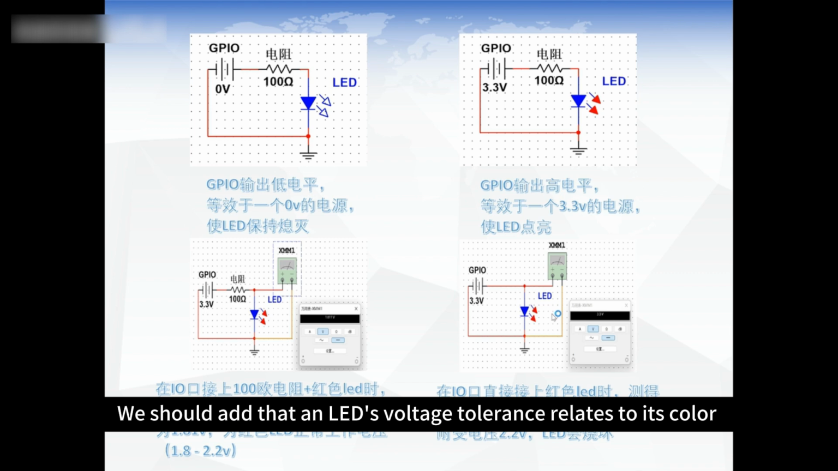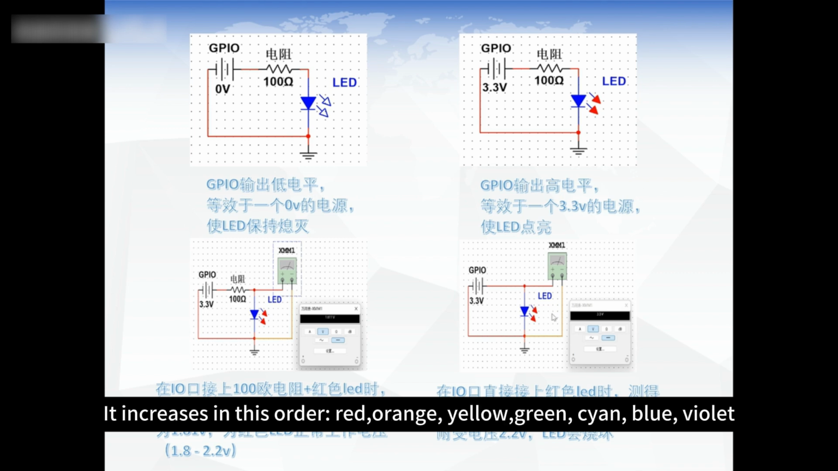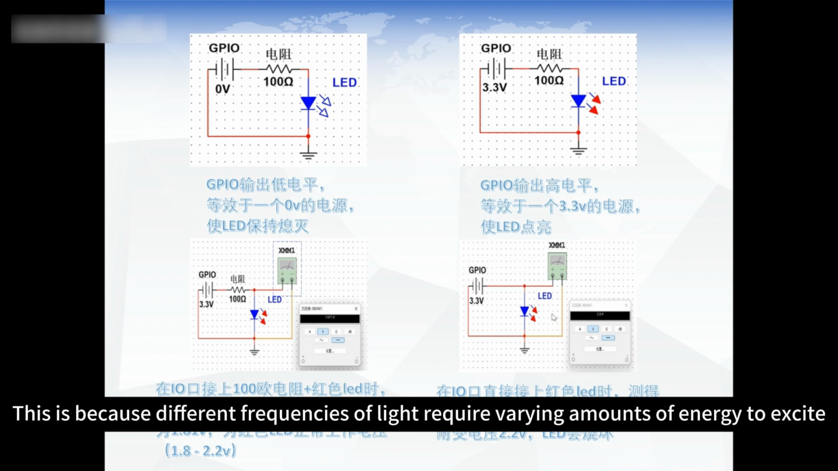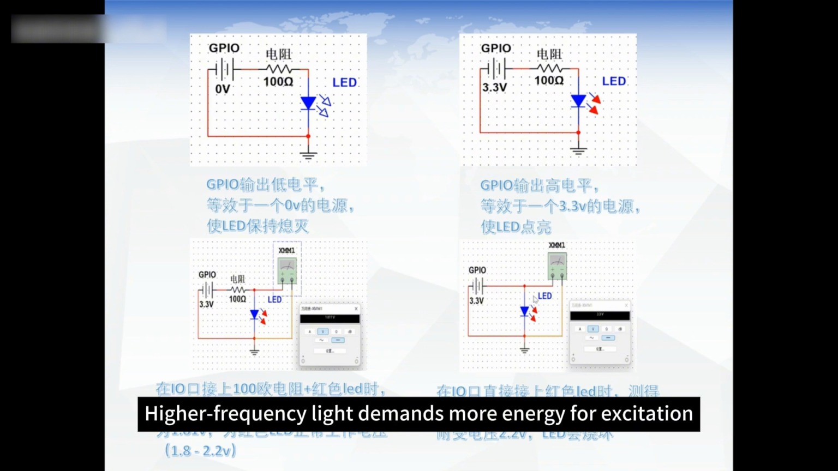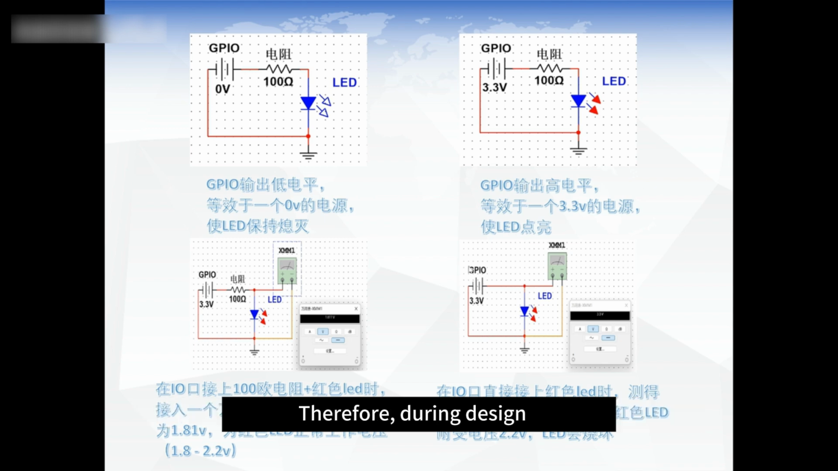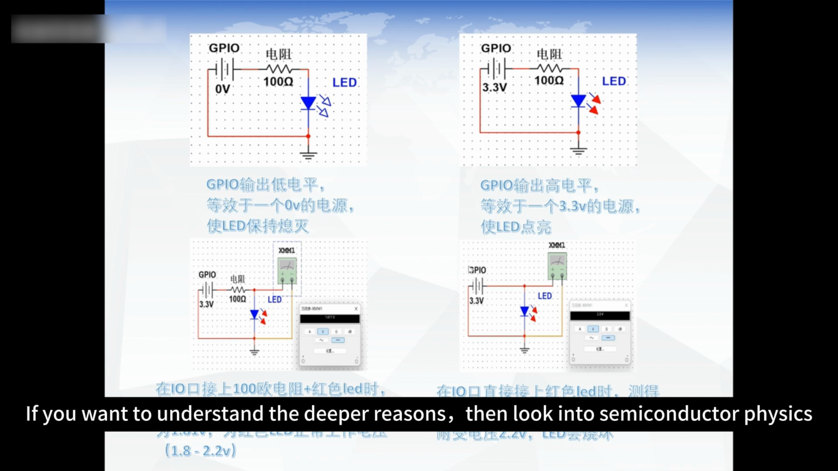We should add that an LED's voltage tolerance relates to its color. It increases in this order: red, orange, yellow, green, cyan, blue, violet. This is because different frequencies of light require varying amounts of energy to excite. Higher frequency light demands more energy for excitation. Therefore, during design, its voltage tolerance is set higher. If you want to understand the deeper reasons, then look into semiconductor physics.